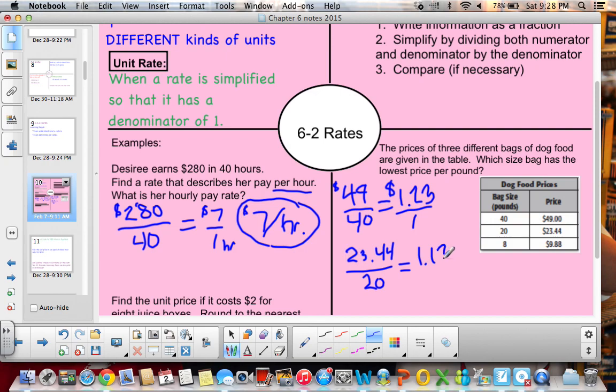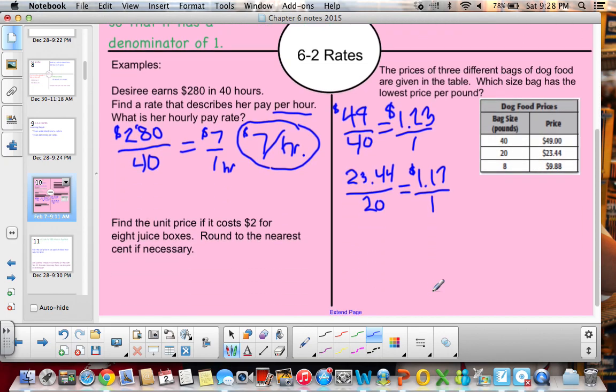A lot of unit rates and rates usually deal with money, not all the time, but a lot of them do. So we always want to round it to the nearest hundredth, which is the second spot after the decimal, because cents go to hundredths. So we always want to stop at our hundredths. Even if it doesn't tell you to, you want to go out 2 places. So don't round it to the tenth, always round it to the hundredth. So $1.17 for 1 pound.